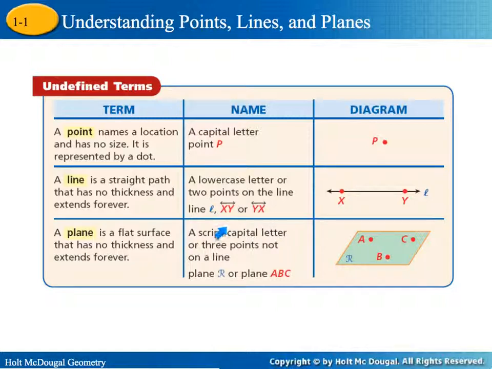So if you're going to use the cursive, you just use the lowercase cursive letter. This is called line L. If you're going to use the points, you're going to call it XY. You're going to put a line above it. Make sure you draw the arrows above it. If you don't draw the arrows, that does not signify that it's a line. A line extends forever. So those are what those arrows are symbolizing, that it extends forever.